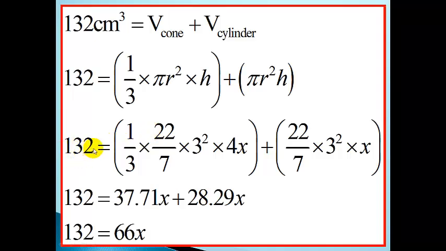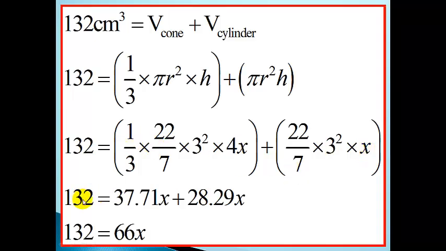Now 132 is equal to 1/3 times pi, which is a constant, 22/7, times the base radius, which is 3 from the diagram. So we have 3 squared times the height of the cone, which is 4x, plus the volume of the cylinder, pi r squared h. Pi is the constant, 22/7, times r, the radius of the cylinder, which is equal to the base radius of the cone. It's the same 3. So we have 3 squared times the height of the cylinder, which is x. So we multiply by x.